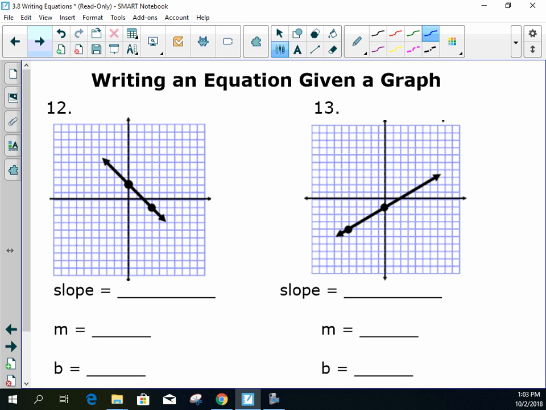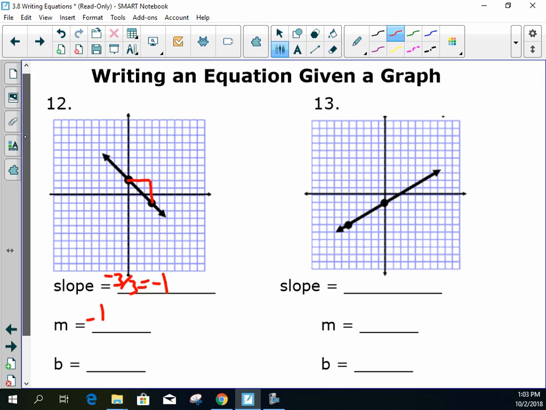Okay, write the equation given a graph. First thing I need is my slope. So here I'm going to count from one point to the next. I'm going to count up. 1, 2, 3. Top number is 3. Then I count over. 1, 2, 3. Bottom number is 3. The slope is negative, so that's negative 3 over 3. How do I simplify negative 3 over 3? Negative 1. So my slope is negative 1.